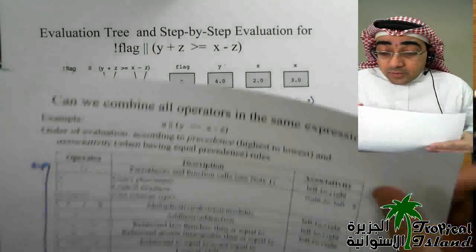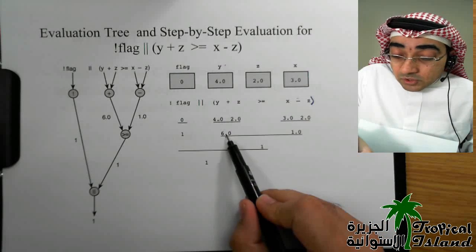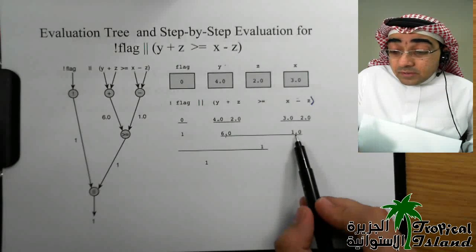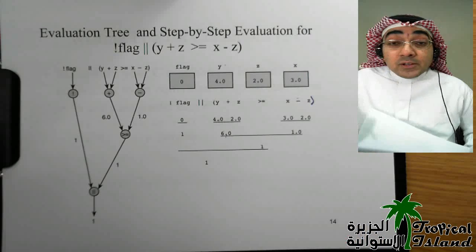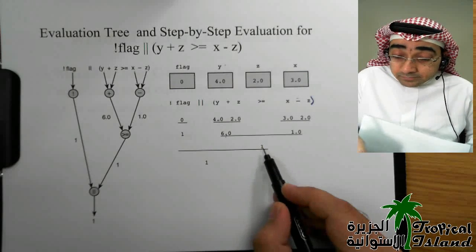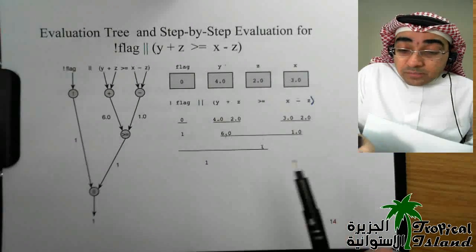Then the third operation is we go to the greater than or equal to sign, and we check if 6.0 is greater than 1.0. Is 6.0 greater than 1.0? Yes, that's true. So I'm going to return a true value, and the true value I told you is denoted by 1, so it's going to return a 1. Okay? Now this is 1, and at this stage we finish the parentheses.